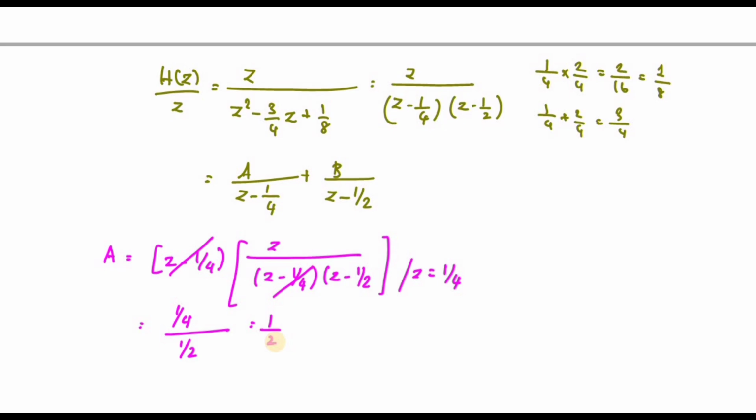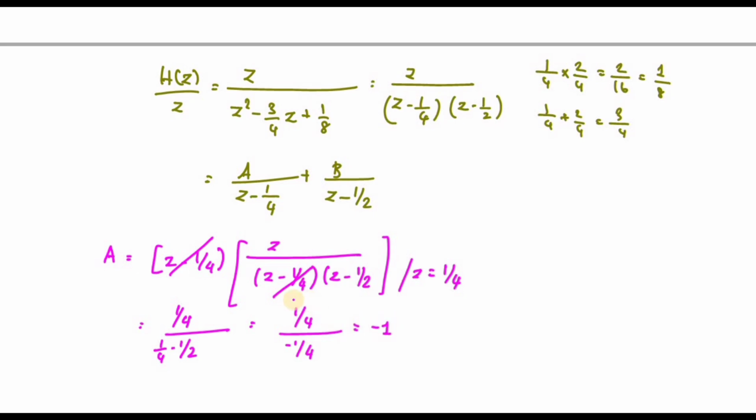So if I substitute, we'll get 2 minus 1 by 4, and this is 1 by 4 minus 1 by 2. So we'll get 1 by 4 minus 1 by 4. Okay, that is equal to minus 1.